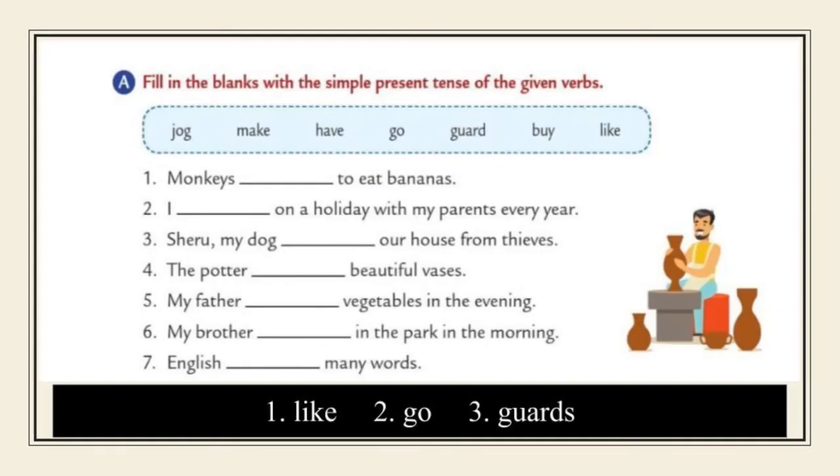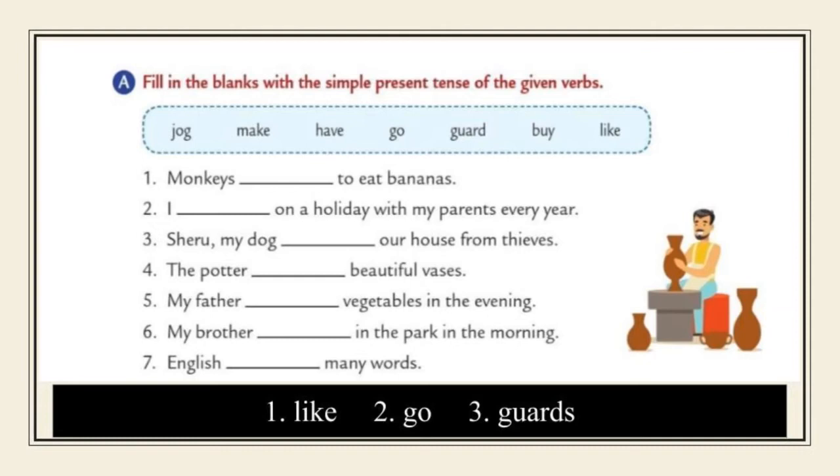Okay students, let's do the first exercise, that is fill in the blanks with the simple present tense of the given verbs. Look here, some sentences are given and one helping box is also given. With the help of these words, we should write the simple present tense in the given dashes. Look at the first one, monkeys dash to eat bananas. So first of all, you should find the correct answer for the first one. Which is the correct answer?